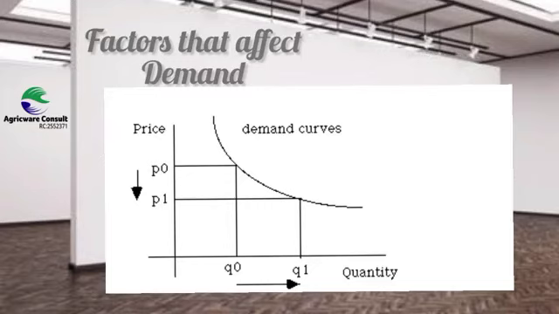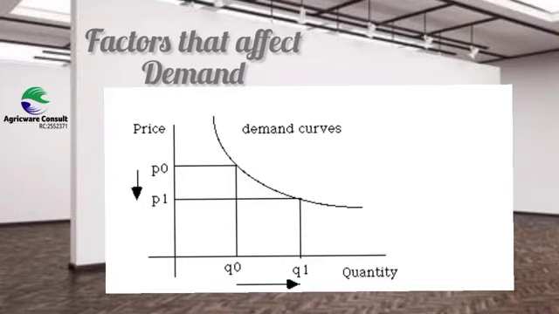Factors that affect demand. Number one, price of the commodity. If you used to buy a crate of eggs for 1,000 naira, and all of a sudden the price of the crate of eggs increased to 2,000 naira, instead of buying a crate of eggs, you'd rather buy half a crate so that you can get other things you need. That is how an increase in the price of a commodity can reduce the quantity that the customer demands. So if the price goes up or falls, it influences what the consumer will demand.